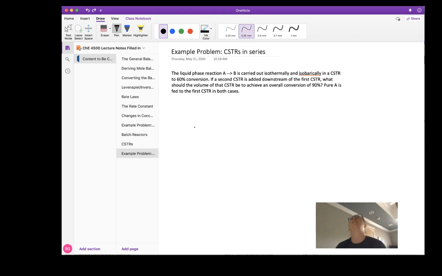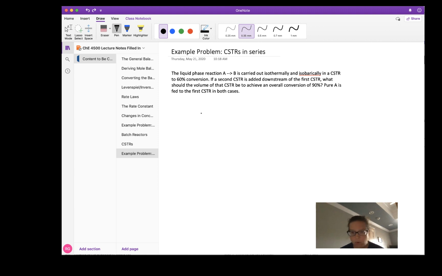Okay, so here we're going to work an example to practice with reactors in series, and specifically we're going to look at CSTRs in series. So the example is the liquid phase reaction A goes to B is carried out isothermally and isobarically in a CSTR to 60% conversion. If a second CSTR is added downstream of the first CSTR, what should the volume of that CSTR be to achieve an overall conversion of 90%? And pure A is fed to the first CSTR in both cases.